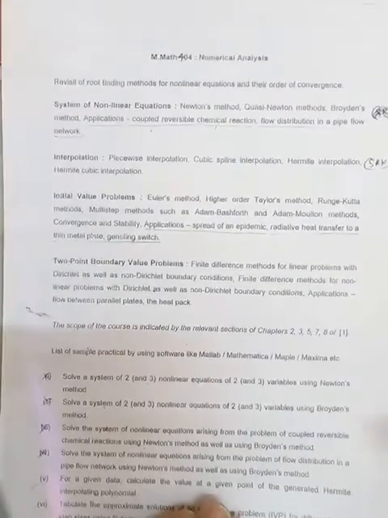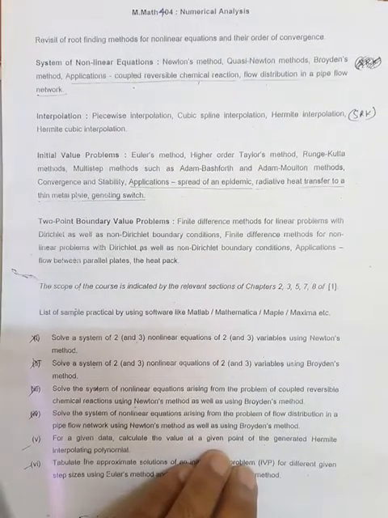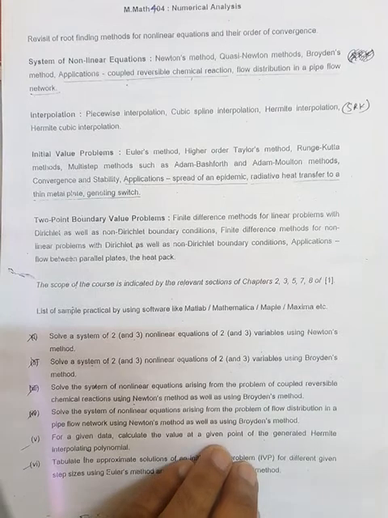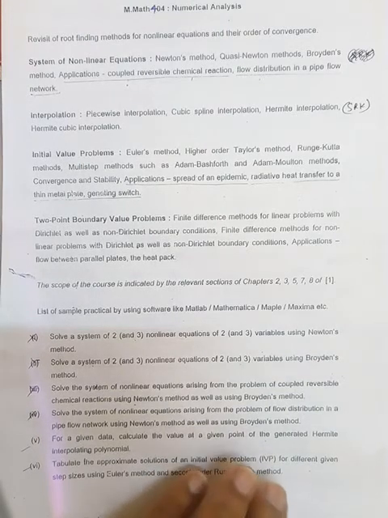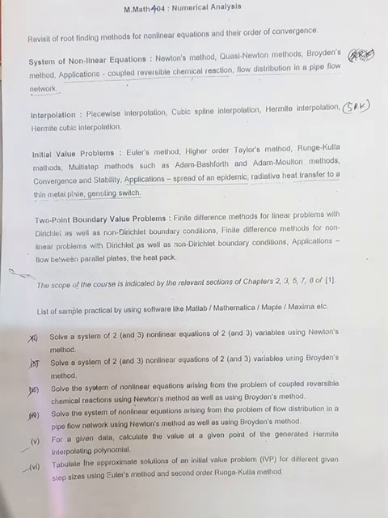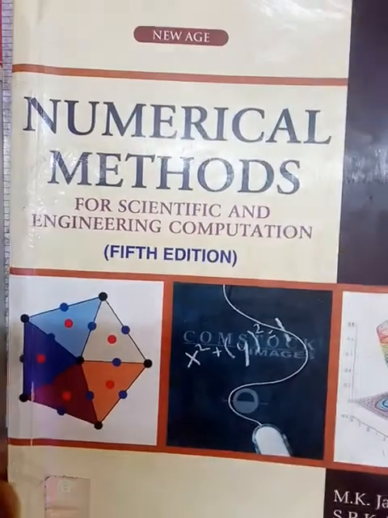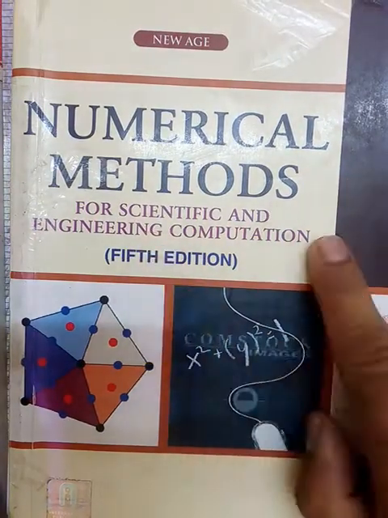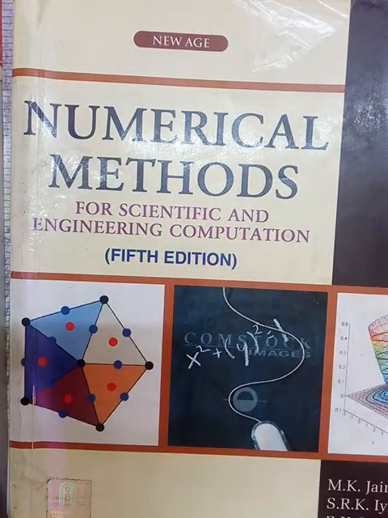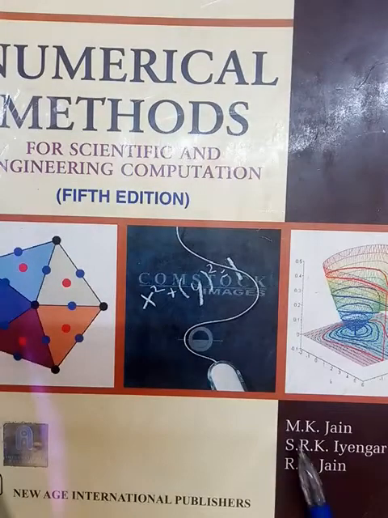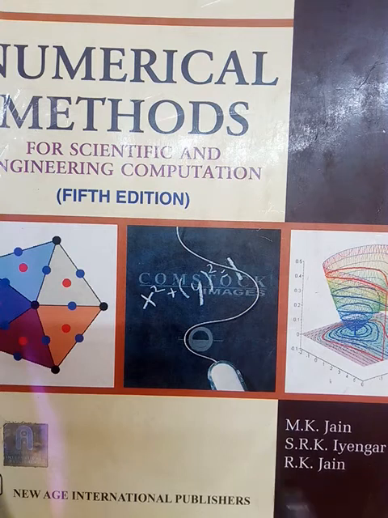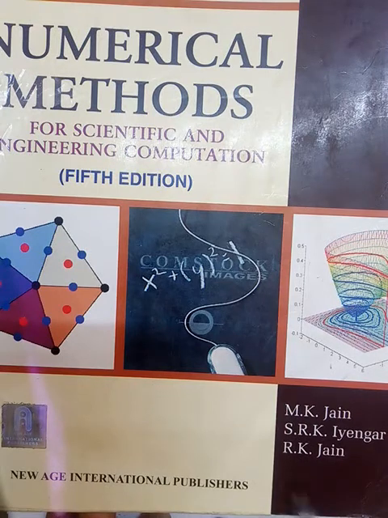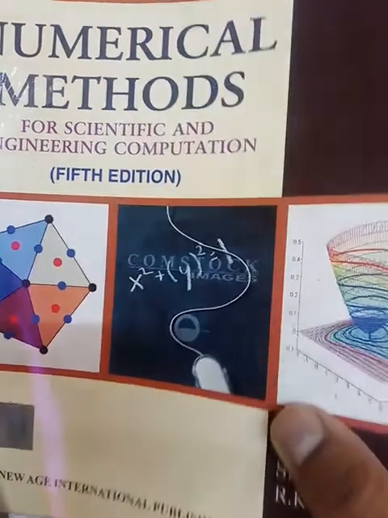So now we will start. As far as the books are concerned, books are already listed in the syllabus, you can see, but for the time being here we will use two books. One is Numerical Methods for Scientific and Engineering Computation, and the authors are M.K. Jain, S.R.K. Iyengar and R.K. Jain. Very good book. And the publication is New Age International Publishers. So this is one book.